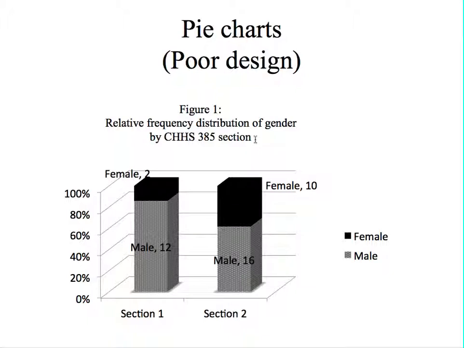So I'm guessing here we wanted to compare how many males are in each section. I mean, show the difference in gender distribution by section. Okay. When you look at this graph, what do you see? What is the ink? Let's look at the chart junk first.